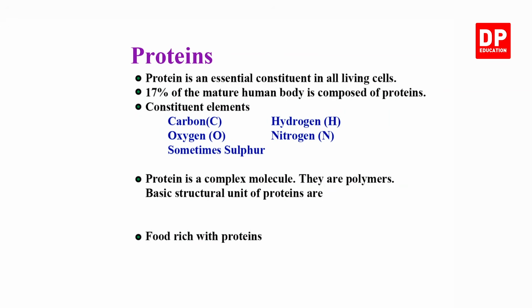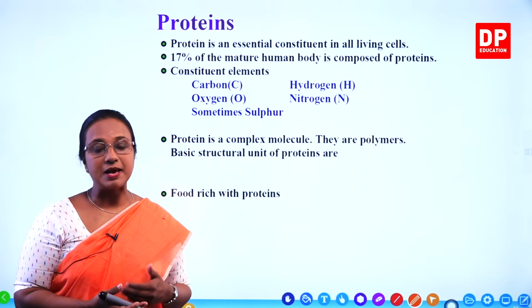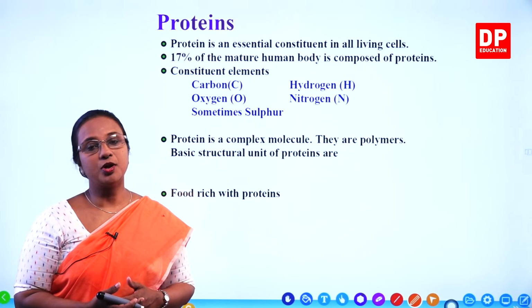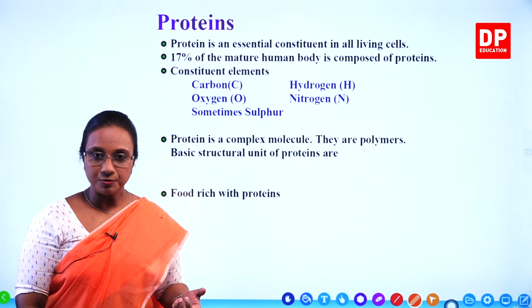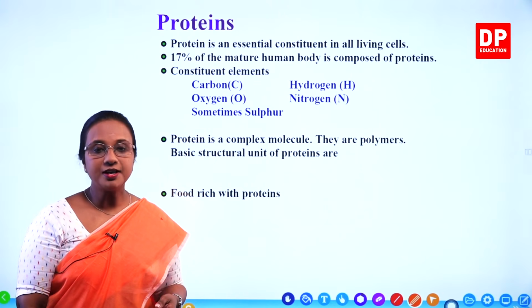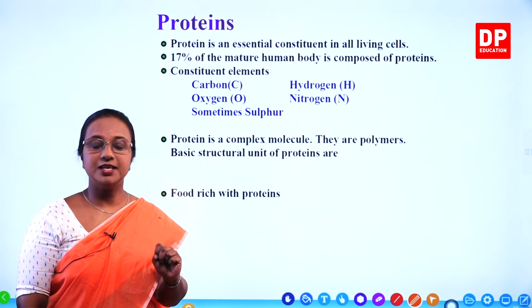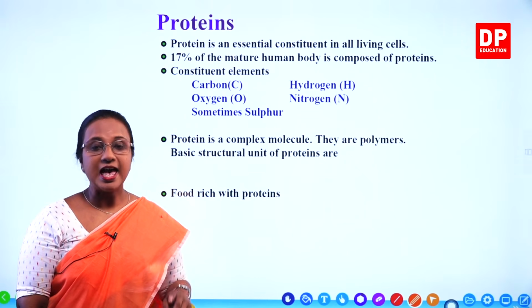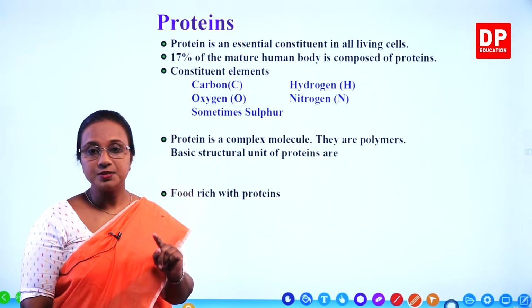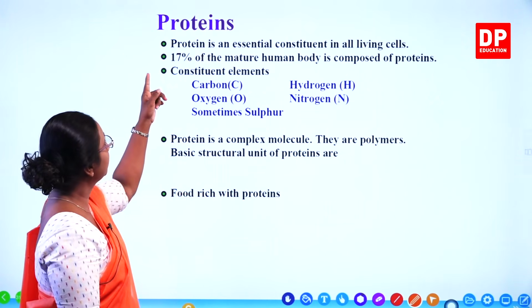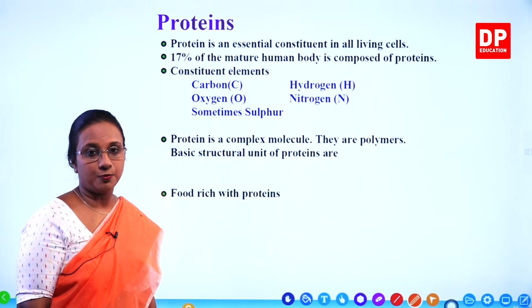Okay, students, as you all know, there are different types of organic molecules in living matter, and those organic molecules are known as biomolecules. There are four main types of biomolecules present in living organisms, and the second type is protein. That is what we are going to discuss now.